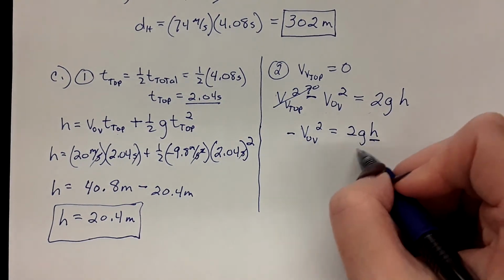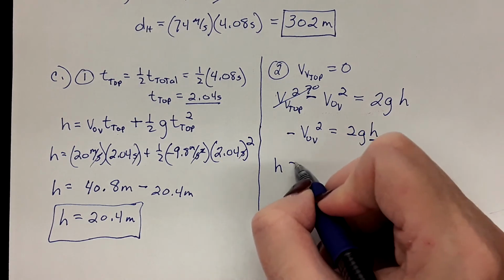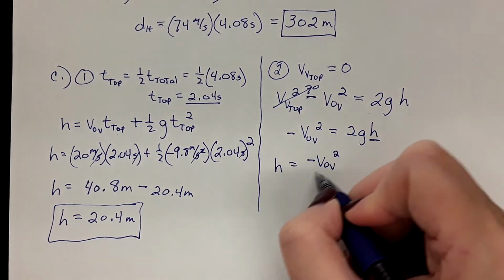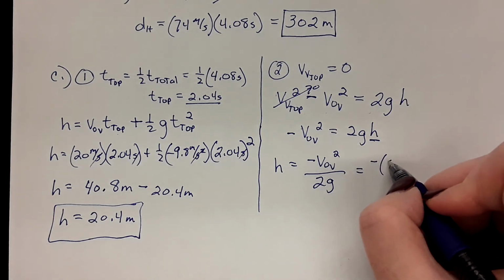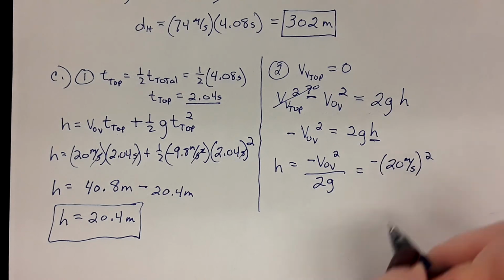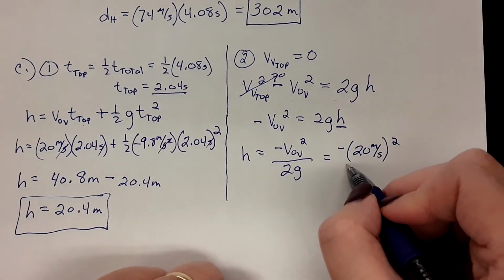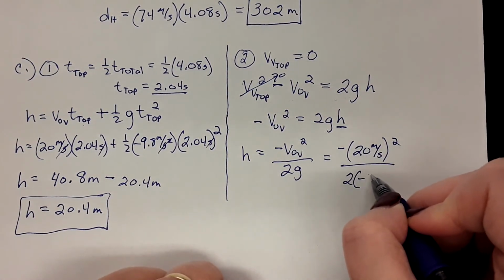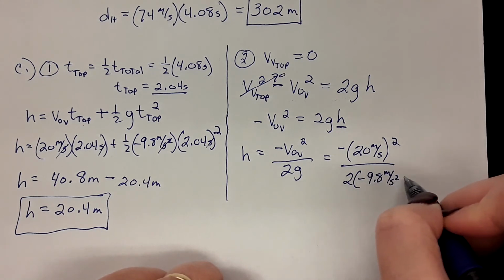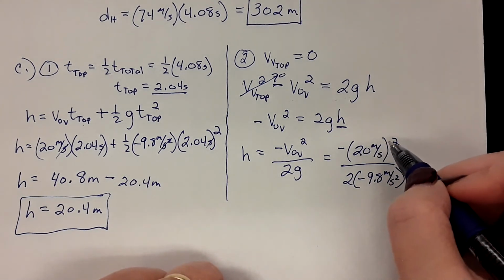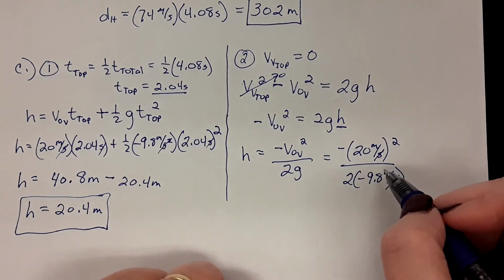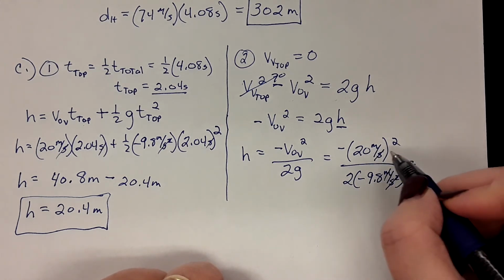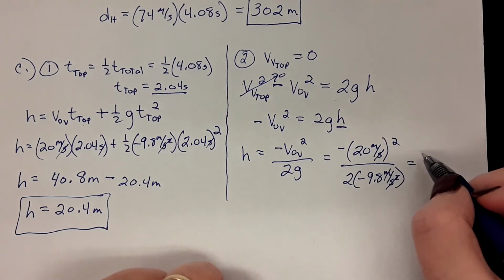Since we want to find h, we got to get rid of the 2g to the other side. So we get negative v sub ov squared over 2g. So that's going to be 20 meters per second, quantity squared, over 2 times negative 9.8. All right. The seconds squared are going to cancel, and 1 meter is going to cancel and leave a second meter behind, okay? Because we got meters squared and meters. So we end up with meters.